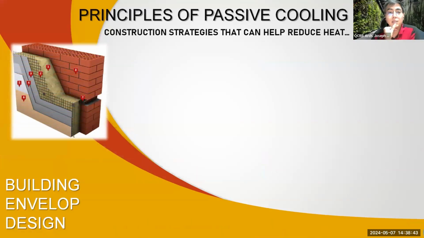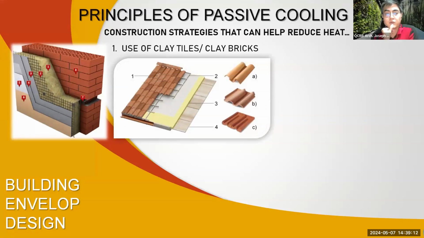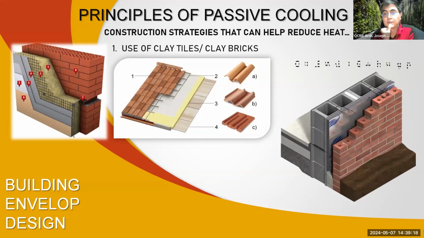What are construction strategies that can reduce heat? One, you use clay tiles or clay bricks. Why? Kasi clay, pag hindi siya naarawan, malamig siya to the touch. So that's why if you use clay tiles, you have to cover it also from one side. Either the one facing the sun or the one facing the interior should be covered. So clay tiles over the roof also offers insulation to your roof.